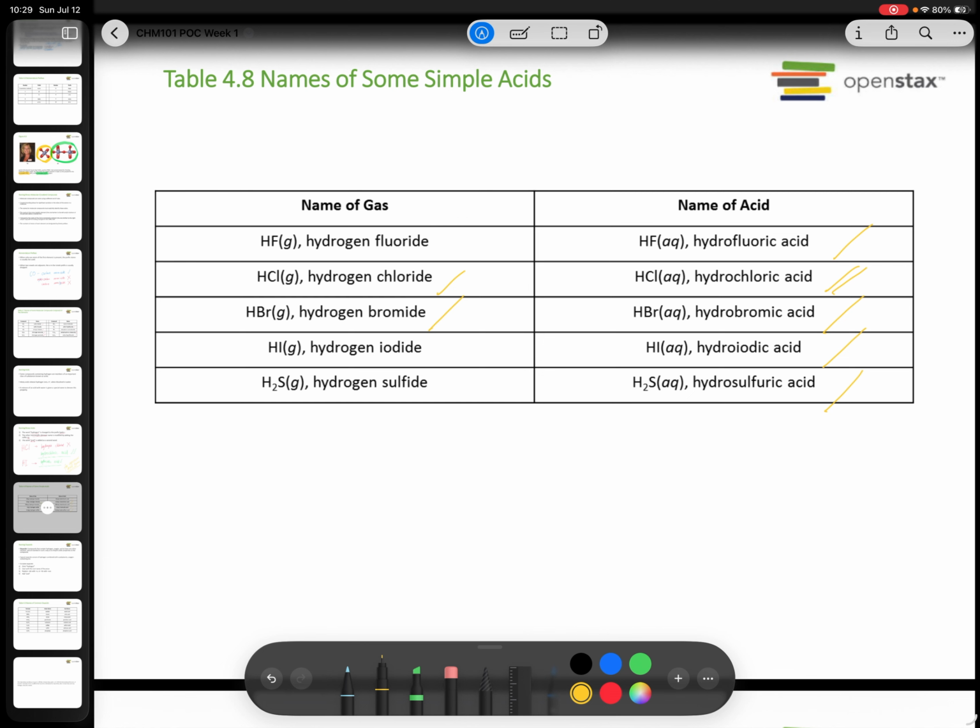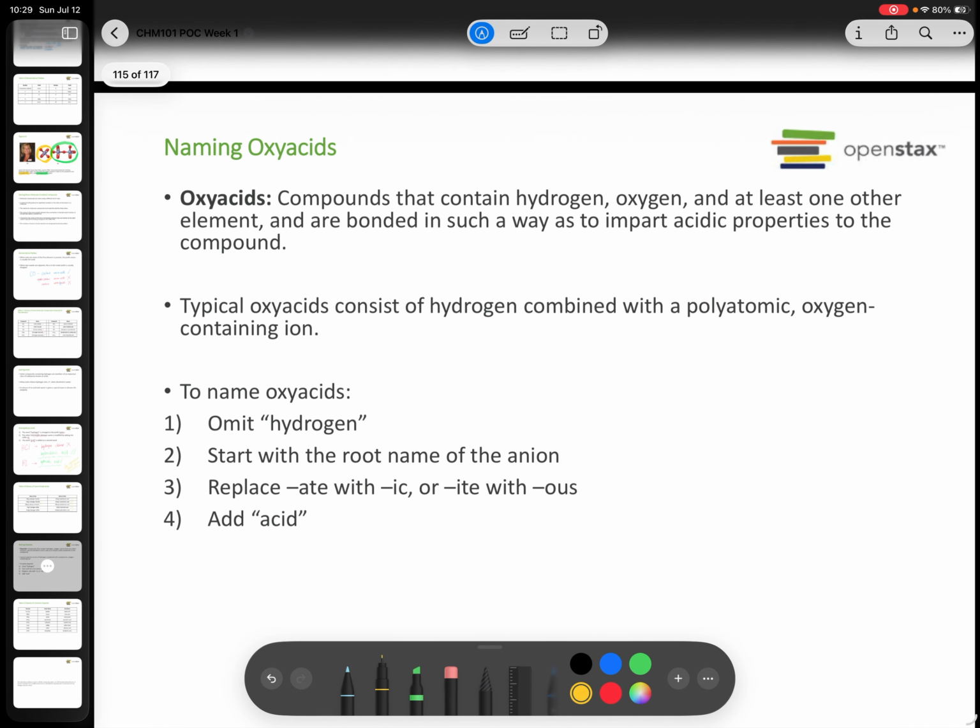Okay? So, we now move on to the last parts, no? Yung oxyacids naman, last. Ito medyo nakakalito. So, oxyacids are acids that contain, ano daw? You have hydrogen, oxygen, and at least one other element, no? Are bonded together in such a way as to impart acid properties to the compound. Okay? So, typical oxyacid consists of hydrogen combined with a polyatomic oxygen-containing ion. Okay? So, usually related nga siya sa polyatomic oxy ions na tinatawag, no?